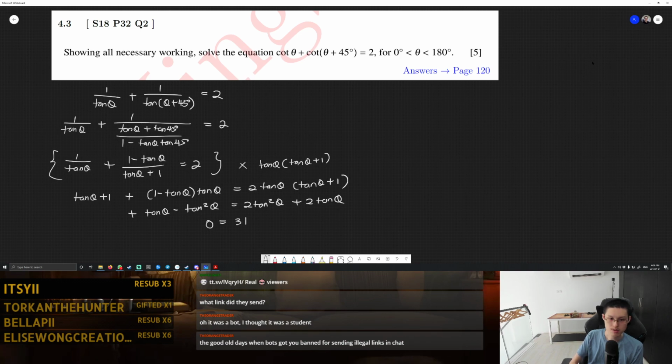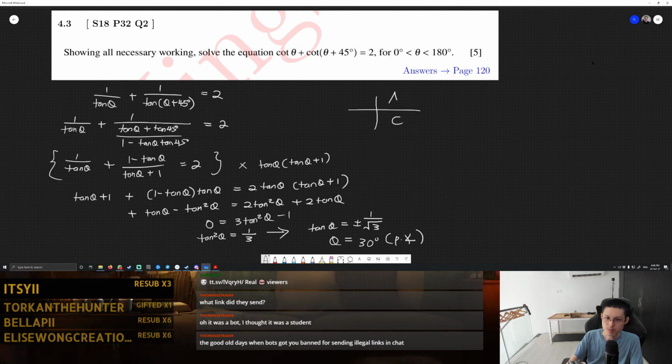That's going to give me 3 tangent squared theta, and then plus 2 minus 2, the tangent theta disappears, and then we have minus 1. Therefore, tangent squared theta equals 1 over 3, which means tangent theta equals plus minus 1 over square root of 3. So first, let's find the principal angle by just taking the positive root. 1 over square root of 3, and put arctangent, is going to give us 30 degrees. So this is our principal angle.